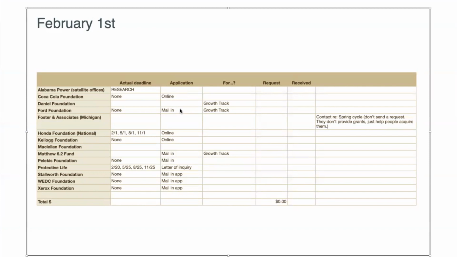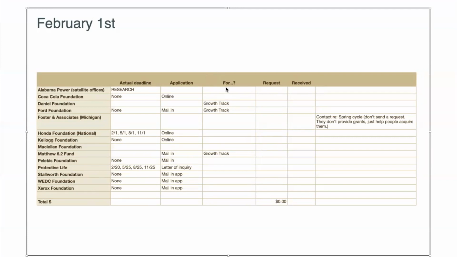You build a relationship. Ford, mail it in. Honda, online. Kellogg, online. Matthew 6-2 Fund, mail it in. Pelikas Foundation, mail it in. Protective, they want a letter of inquiry first. Look, they've got random dates. It seems random. Stalworth, WEDC, Xerox, mail it in. Now, again, this data is probably not up to date. This is a spreadsheet that's several years old.